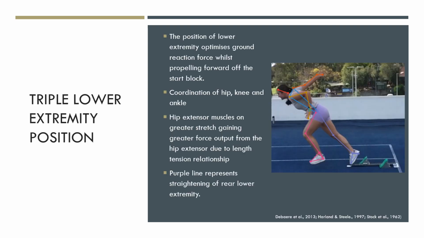So during the push-off phase of the sprint start, the performer will strategically utilize the positioning of the lower extremity to optimize the ground reaction forces whilst propelling themselves forward off the starting block. The key biomechanical principle is the coordination of the hip, knee, and ankle to achieve a triple lower extremity straightening, which is essential for an efficient transfer of the ground reaction forces. This in turn leads to the generation of a reaction that propels the body forward, a fundamental concept for producing maximal force and power to enhance the sprint performance.